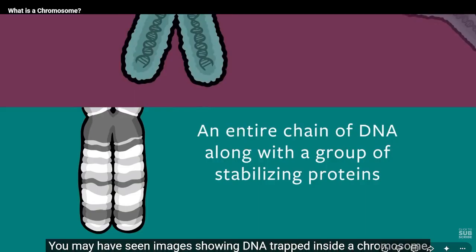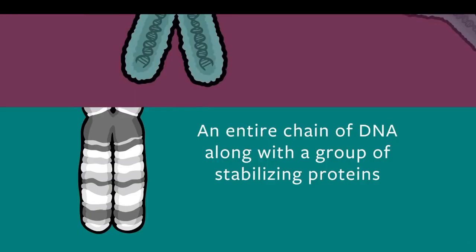Do you guys remember what some of those proteins are called? Pepsin. Pepsin is an enzyme. What do we call the stabilizing proteins in a chromosome, in the DNA itself? Starts with an H. Histones.